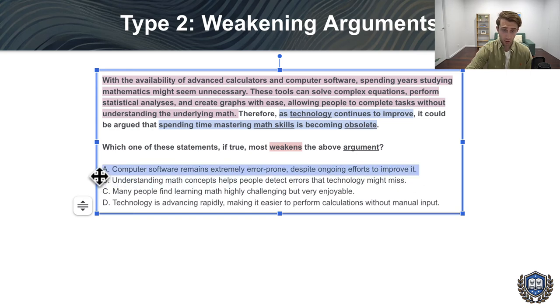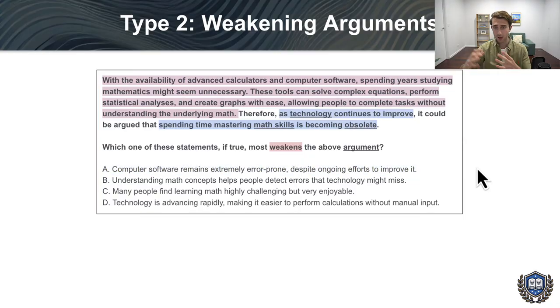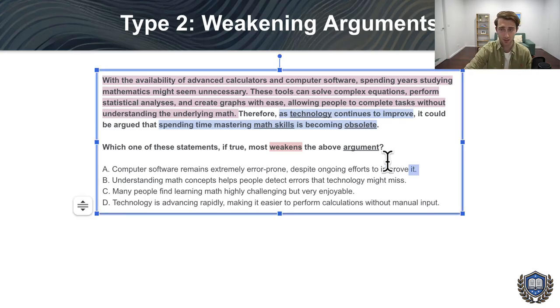Now, this one, a lot of people often pick because people are like, well, if computer software remains error-prone, then maybe that means we should learn maths. But does this mention maths skills at all? Does it mention the number one keyword of this conclusion, math skills? It doesn't. If it said math skills are needed because they can help to pick up errors with computer software, that would be a better option, but it doesn't say that.